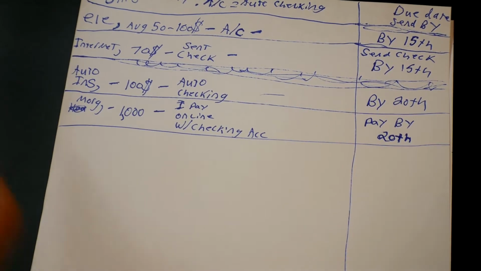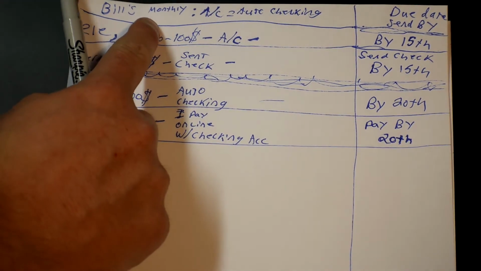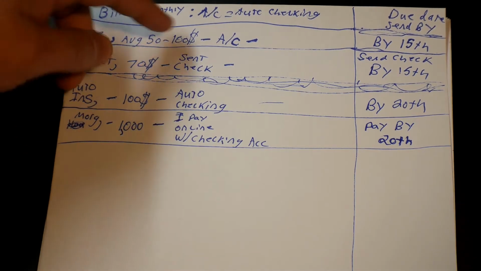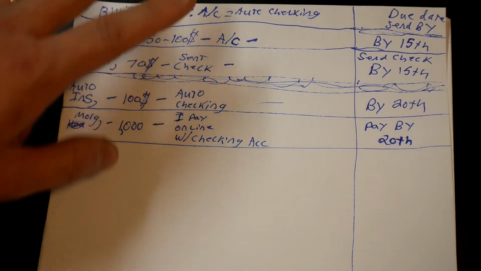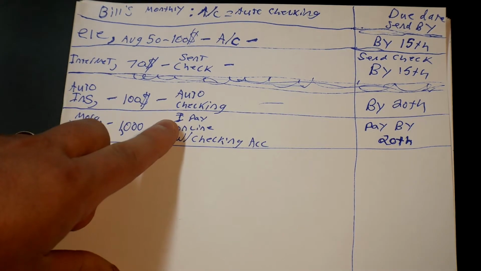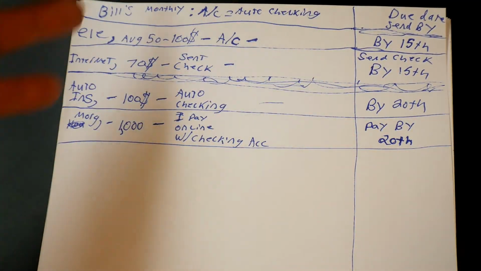Okay, so now that we got everything set, I think you guys kind of get the idea of everything. So you put the name of the bill, how much it's going to cost or the average cost, and then here how you pay. So if you pay online with your checking account and you manually have to do it, you can write I pay online with checking account, and over here due by.